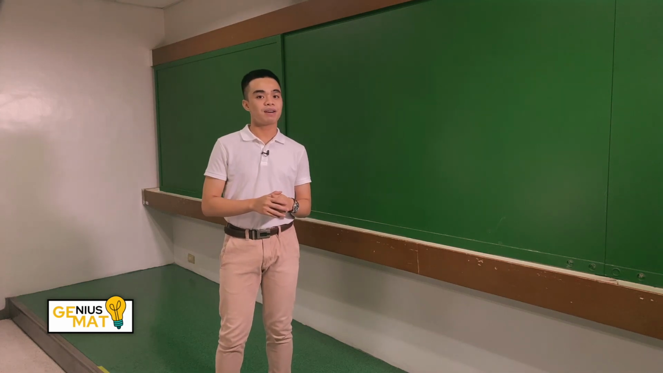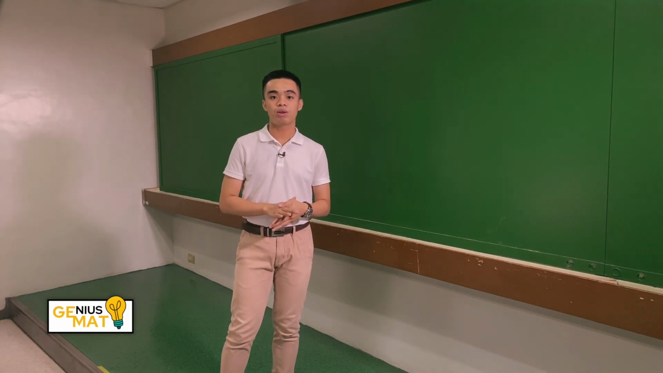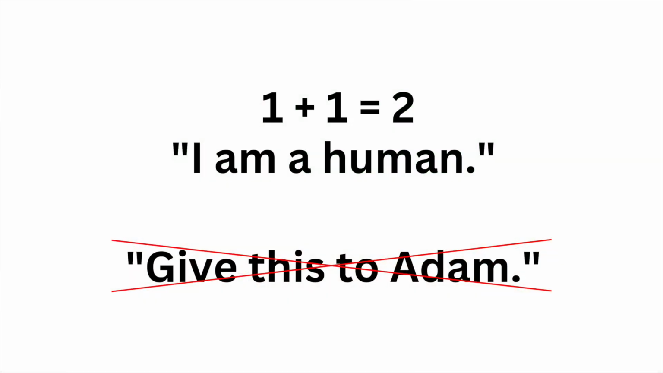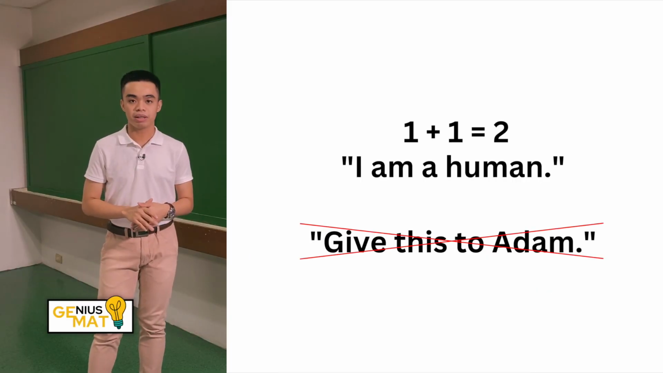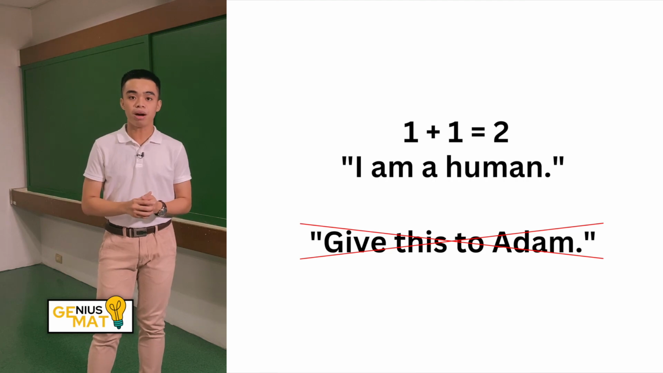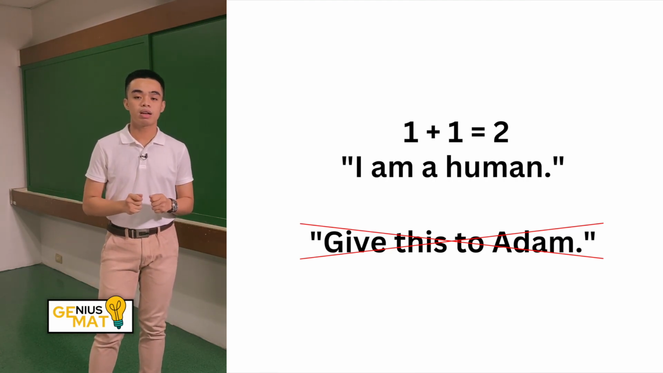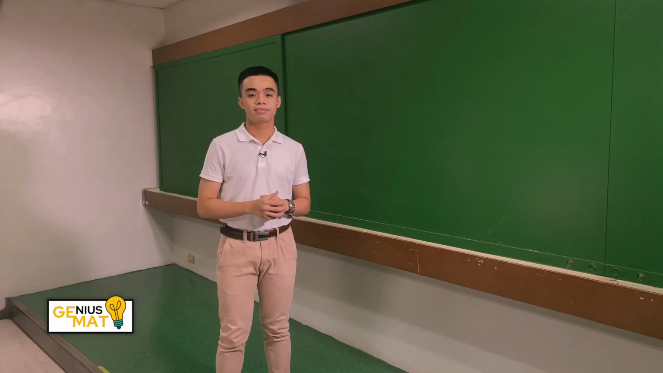But first, let's define what a proposition is. A proposition is a complete, either true or false, declarative sentence. An example of a proposition is 1 plus 1 equals 2 or "I am a human," because they are both either true or false declarative sentences. Meanwhile, the statement "Give this to Adam" is not a proposition because it is not a declarative sentence.